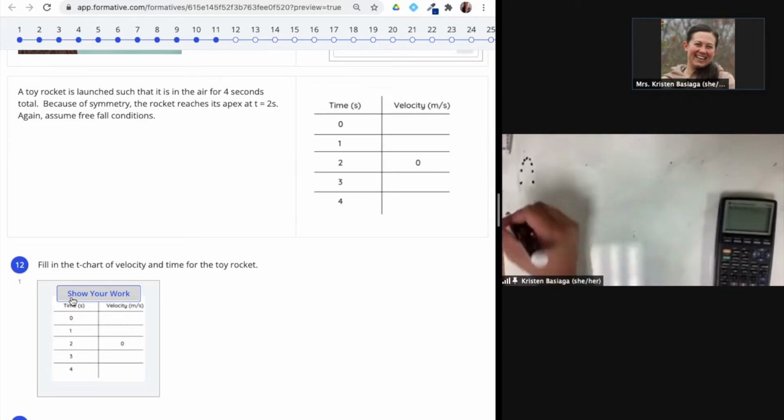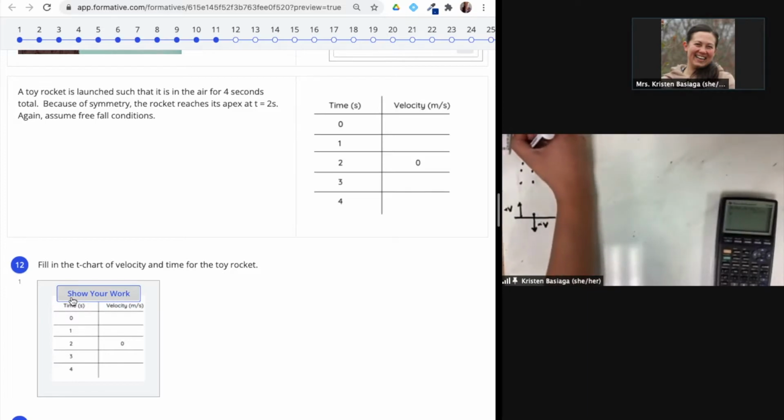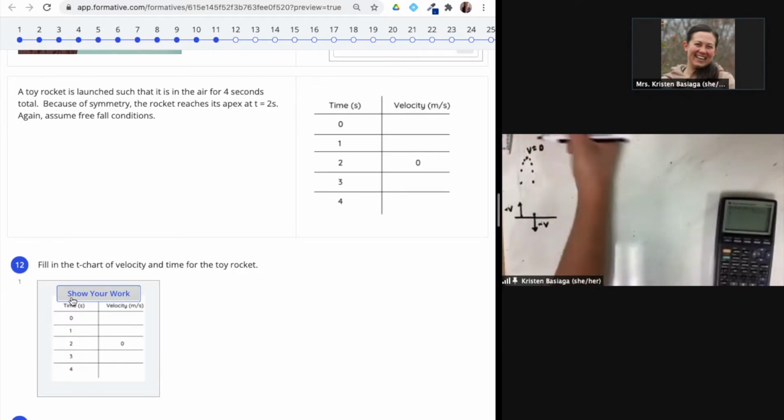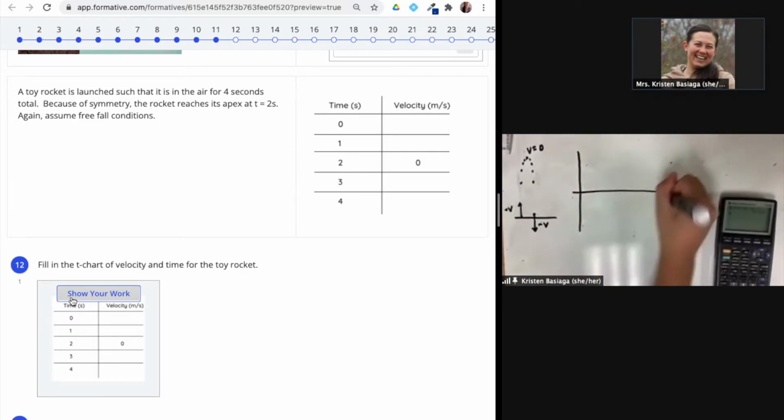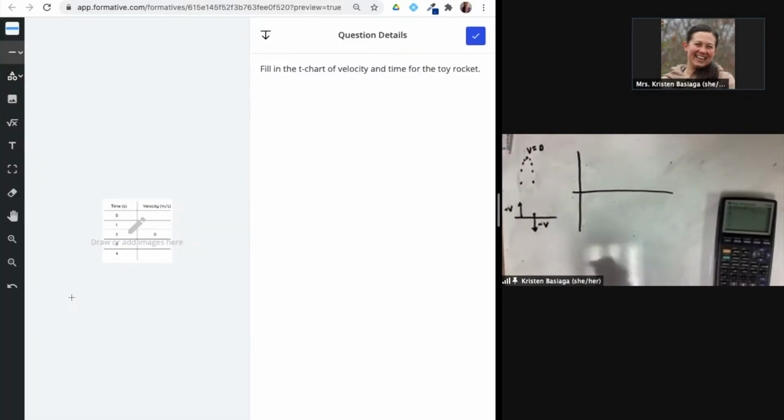So I would want a positive velocity to start and a negative velocity at the end. At the apex, the velocity would be 0. So I see 3 data points already. I know that in this t-chart, at t equals 2 seconds, the velocity is 0. Now let's use this negative 9.8 repeatedly to find the other velocities.